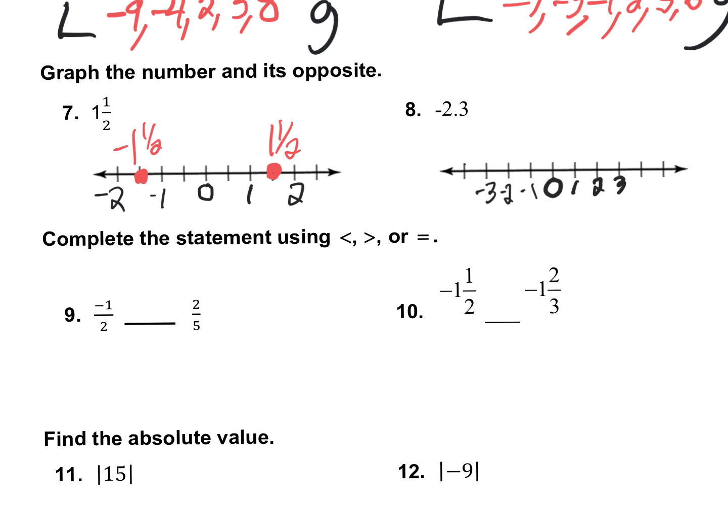Okay, number 8, it's -2.3. So I know this is -2, and -2.3 will be a little bit colder, so I'm going to estimate it right here. And that's fine. You can estimate if you number your intervals. So you could put a dot right there. And the opposite of -2.3 will be +2.3. So make sure you use a dot.